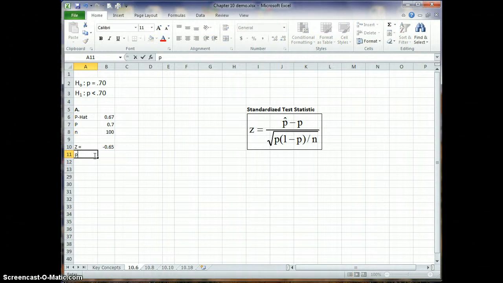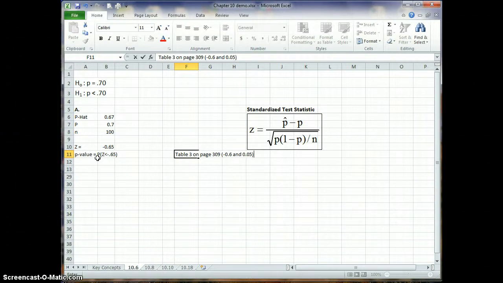So then we go, the p-value is equal to p for z less than minus 0.65, and then we go over here and we'll say, okay, on table 3 on page 309, we're going to look at minus 0.6 and 0.05 on the column head.